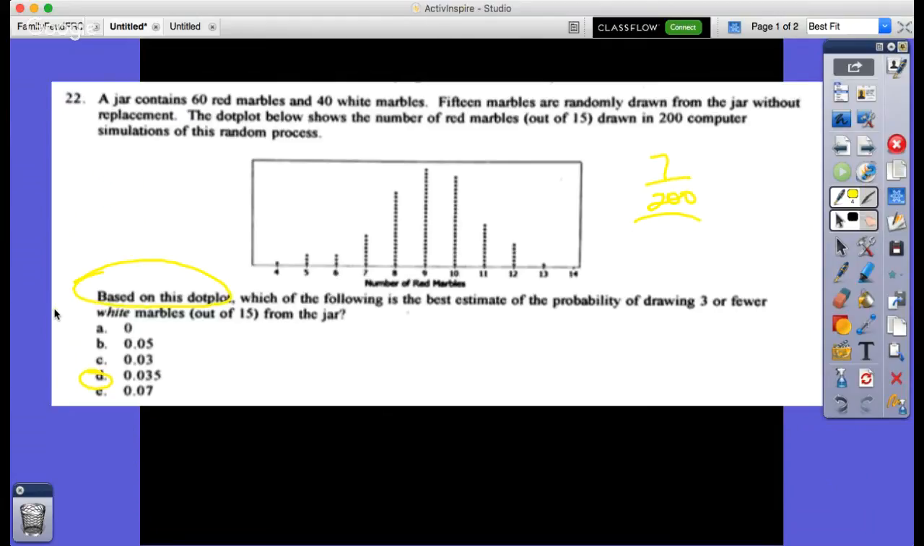Now, if they had asked a question where the normal approximation worked, or the 10% condition worked, you could have done either one of those two. You could have approximated as a normal curve and attacked it that way, or you could have done it as the binomial and attacked it that way. Either one of them would have worked. But neither condition was met.